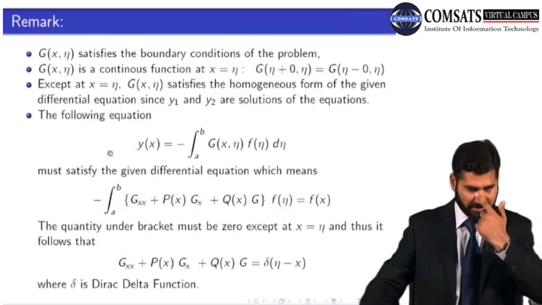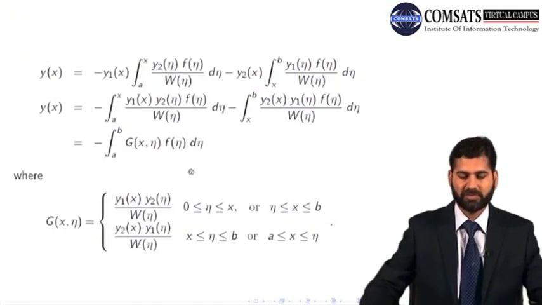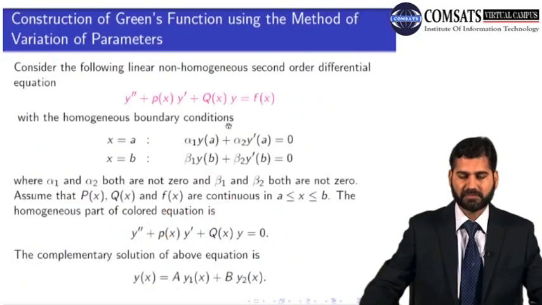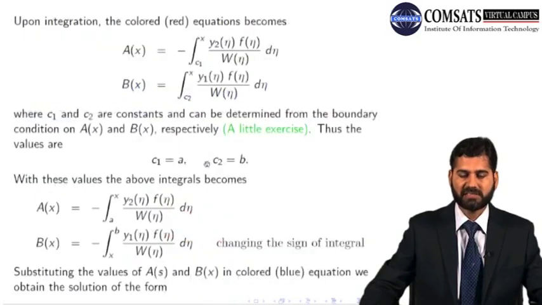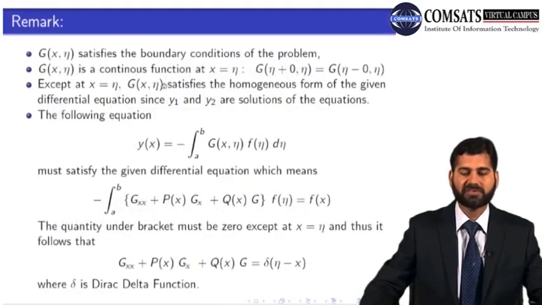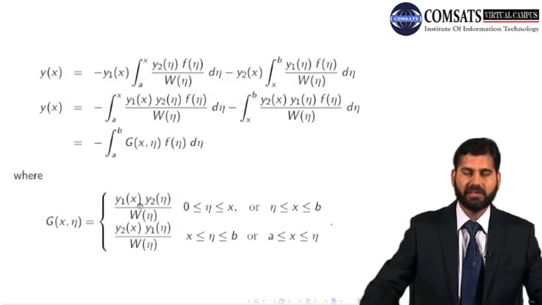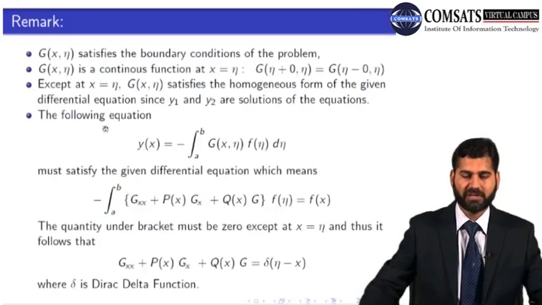Alright? So some remarks here: G(x, eta) satisfies the boundary conditions of the problem. Of course, if you look at the boundary conditions, this G will satisfy the conditions. G(x, eta) is a continuous function at x equal to eta. If you take x equal to eta, this is a continuous function. You can easily prove the continuity here.